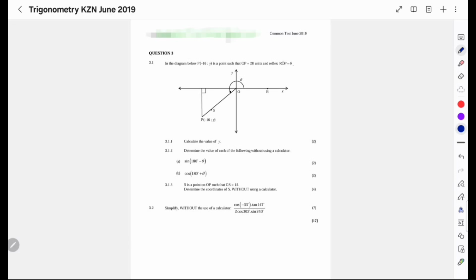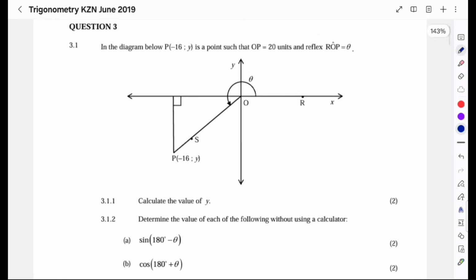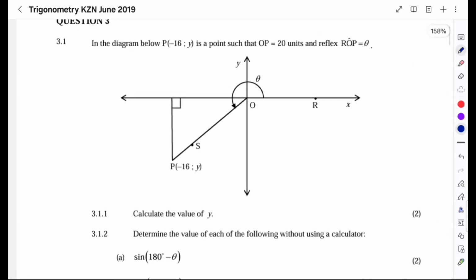Let us have a look at question 3 and 4 from a KZN June 2019 exam paper. So we are only focusing on the trigonometry questions from this exam paper. So we have question 3.1.